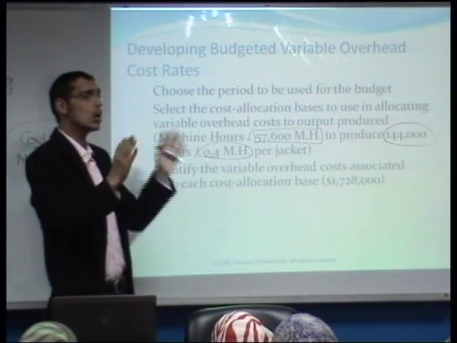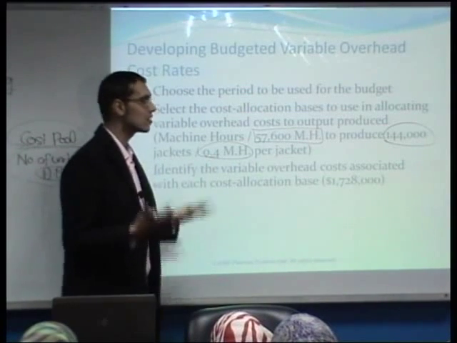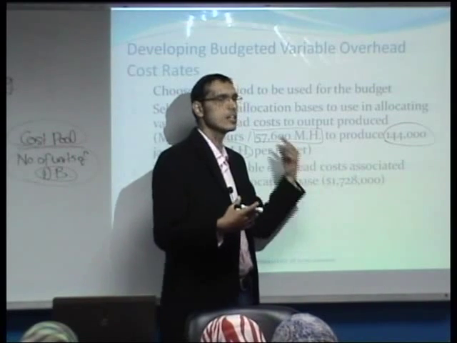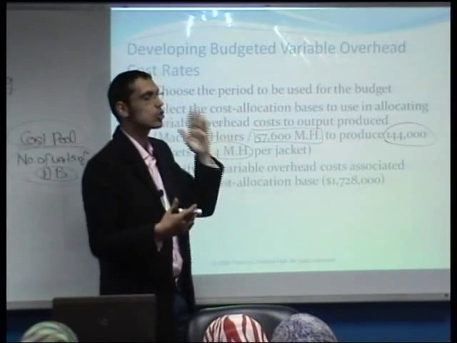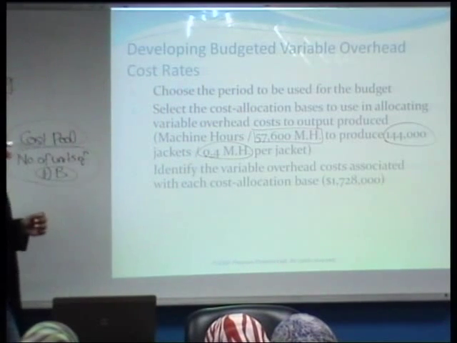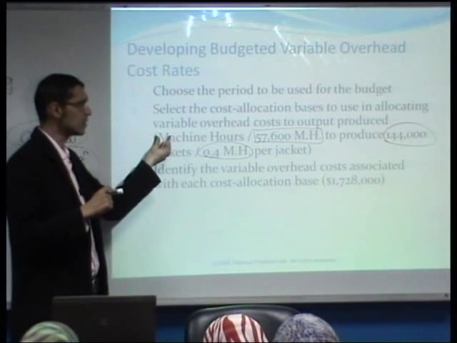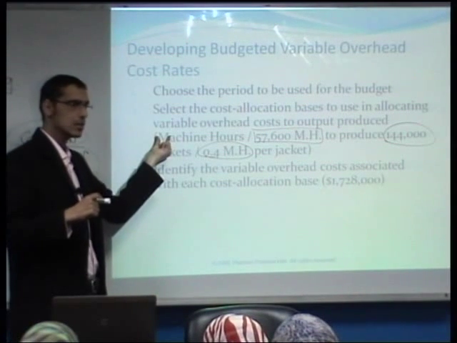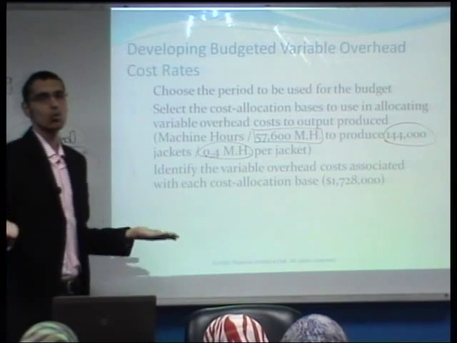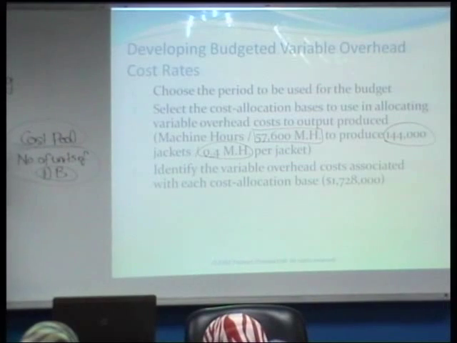According to our example, they are expecting to have $1,728,000 as variable manufacturing overhead costs in the year 2011, I think. Therefore, we determined the allocation base, and we determined the cost pool. Now, what is the last step? We need to calculate the budgeted rate.